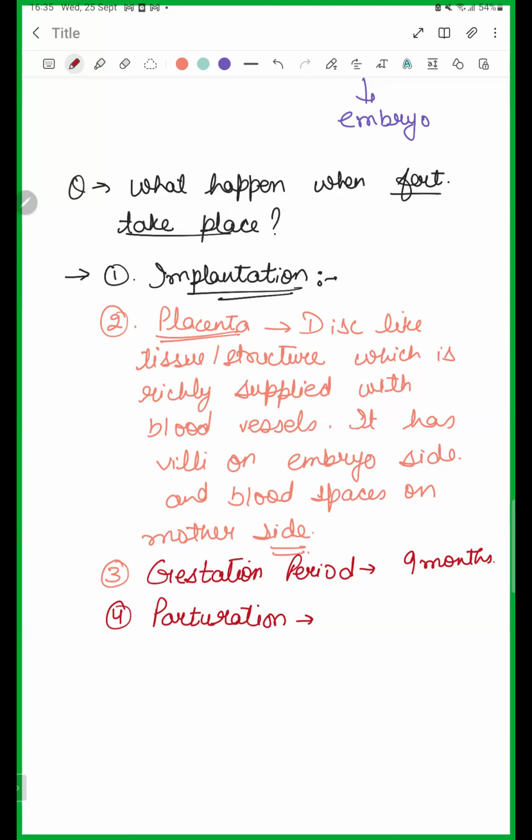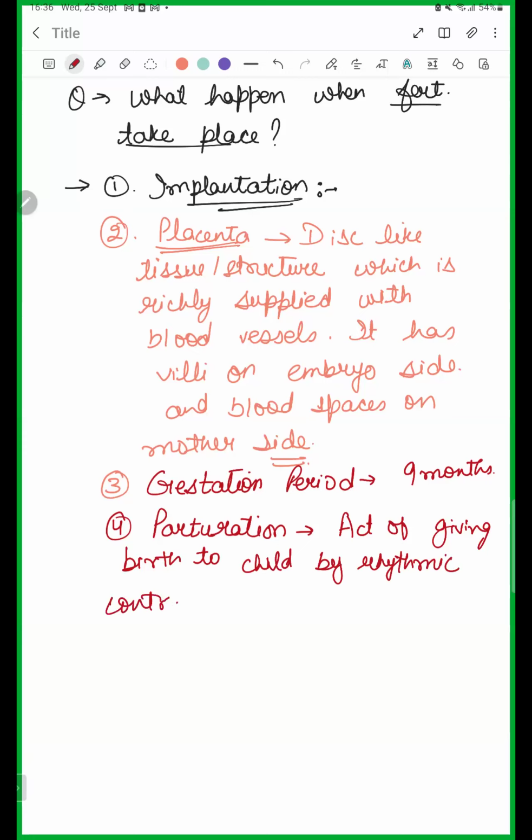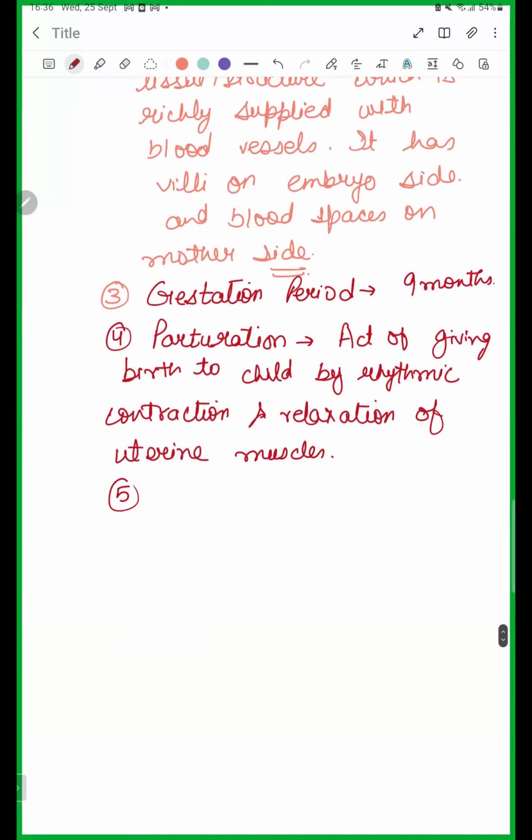Parturition is the act of giving birth to the child, or the fetus, by rhythmic contraction and relaxation of the muscles of the uterine walls. The birth of the child takes place through the vagina. So the vagina is basically called the birth canal.